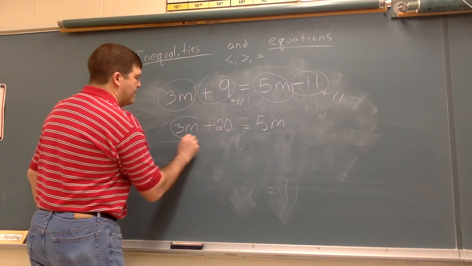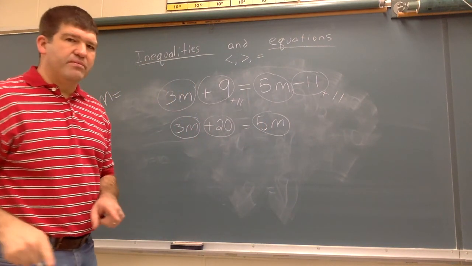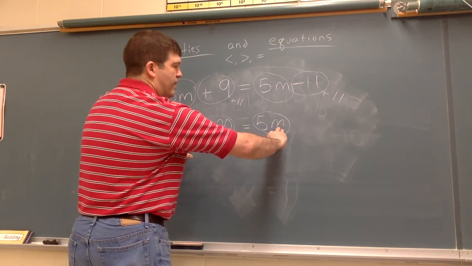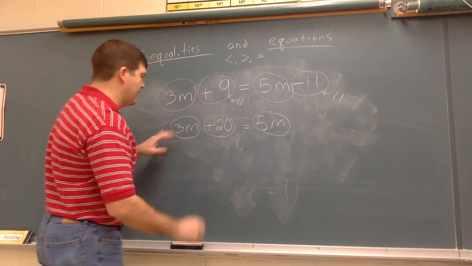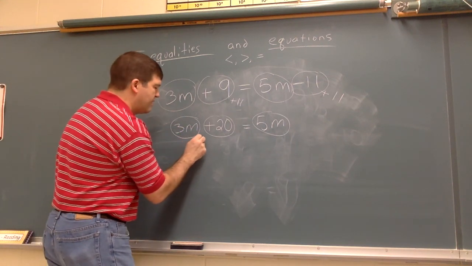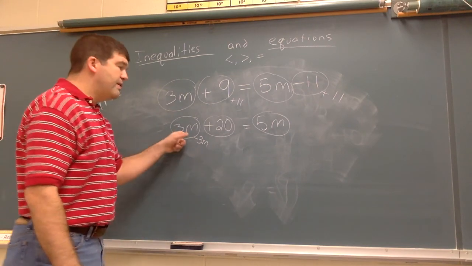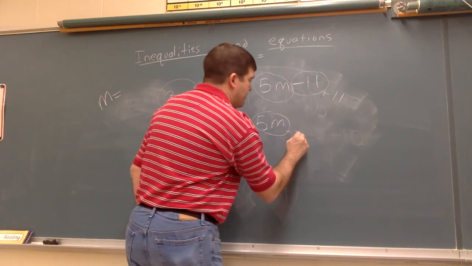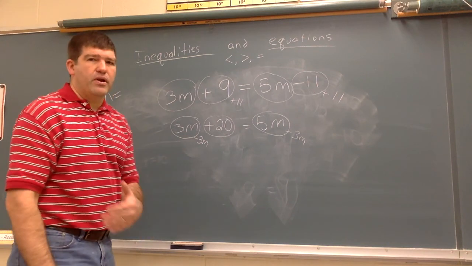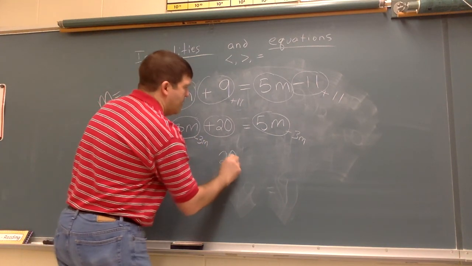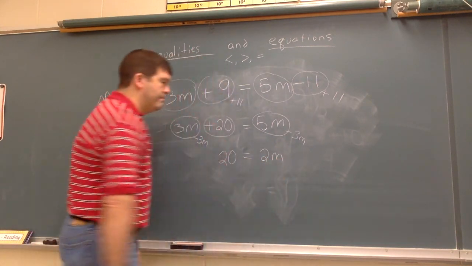Okay, so now I have 3m plus 20 equals 5m. I see I have like terms. I have an m over here and an m over here. So if I have 3m and 5m, I'm going to get rid of this side here. I have a positive 3m, so I'm going to get rid of it. 3m minus 3m, see you later. But if I do it on this side, I have to do it on this side. 3m. Okay. So let's do the problem. 3m minus 3m, gone. 20 equals 5m minus 3m, leaves me 2m.